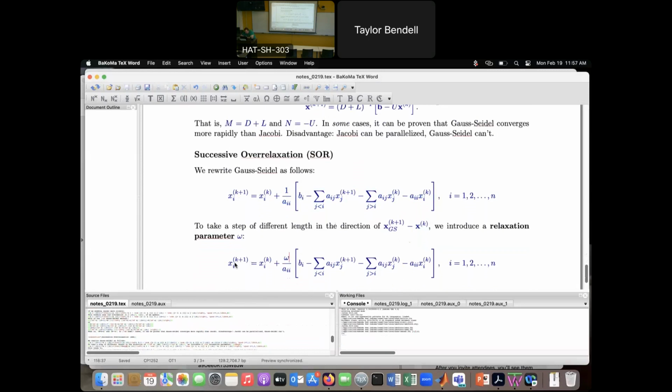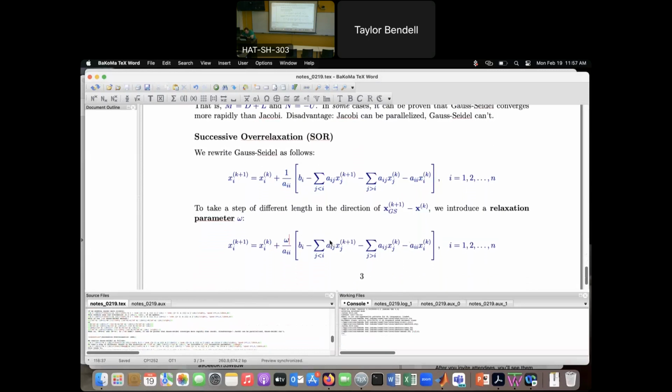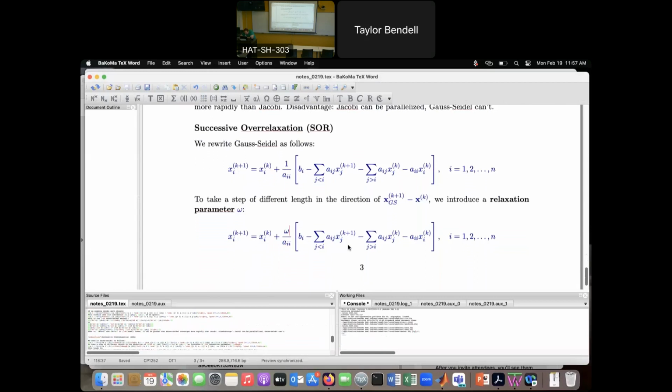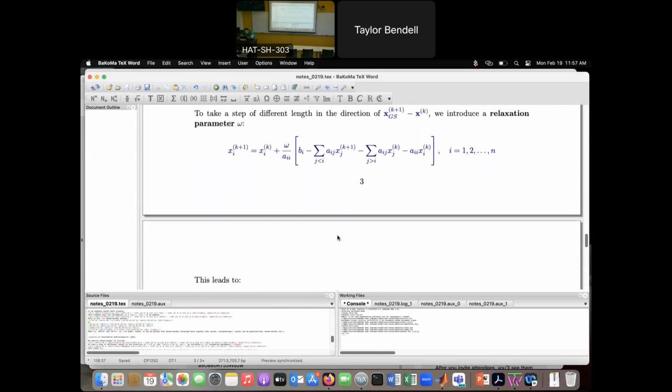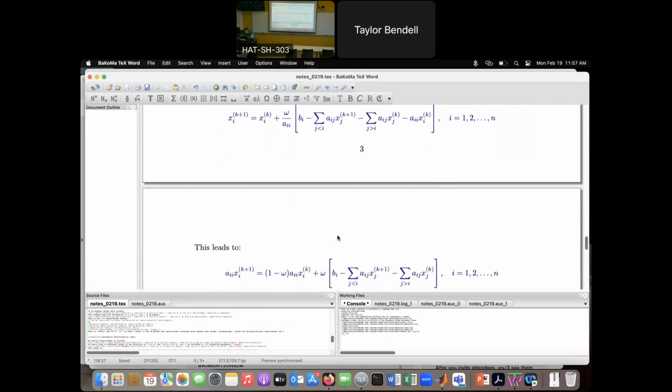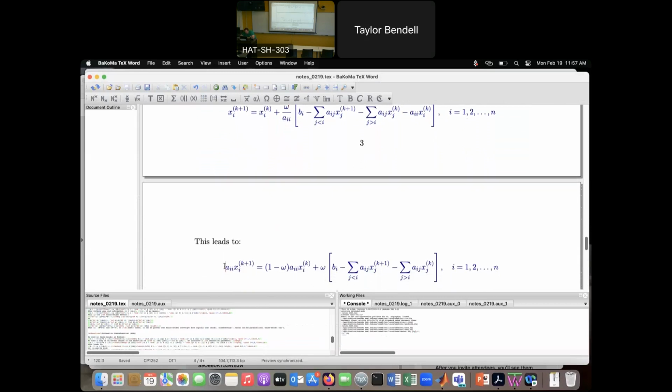Then I'd like to know, what does this look like in matrix vector form, like I already have for the other methods? So what I've done is I've multiplied both sides by a_ii, the diagonal entry, and now I have this.